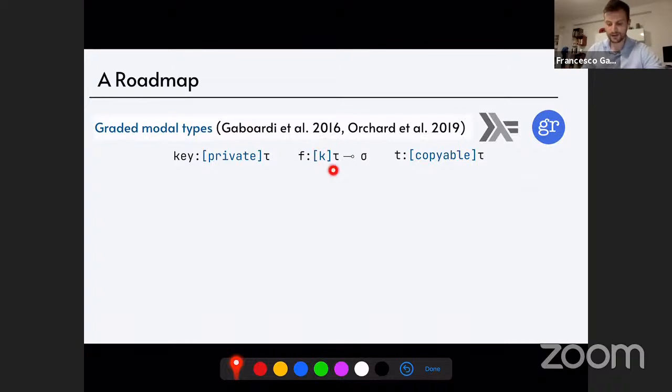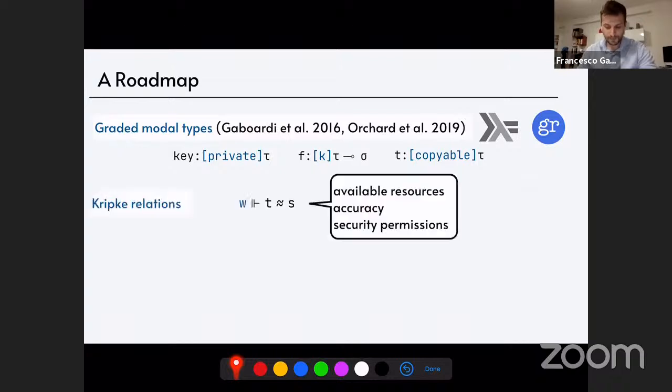So again, here the modality gives us at the same time information, of course, on how the code is used. Also, it constrains the way in which you can use code. Or we can also say that a piece of code is copyable, right? So given a piece of code, we are allowed or not to copy the code. So first step, we move from standard types to graded modal types.